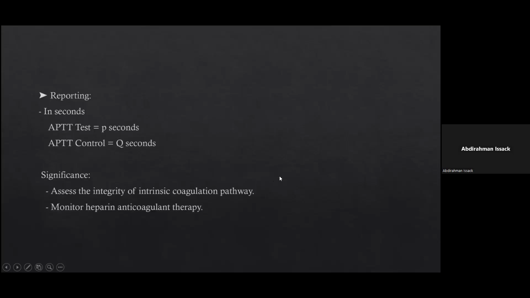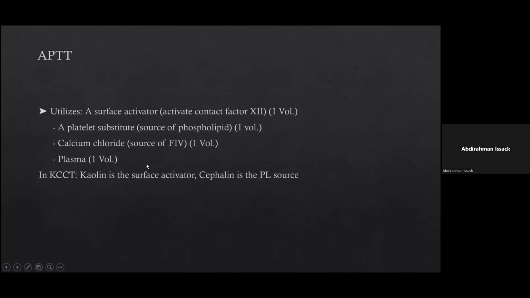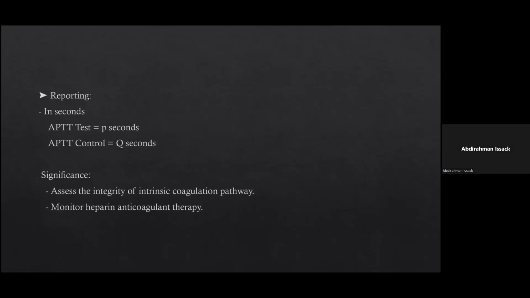Okay. The reporting, it is reported in seconds. The control is shown in Q seconds, and the test is shown in P seconds. The significance is to assess the integrity of the intrinsic pathway. Sorry, because of the factor 7, and monitor the heparin anticoagulant therapy.